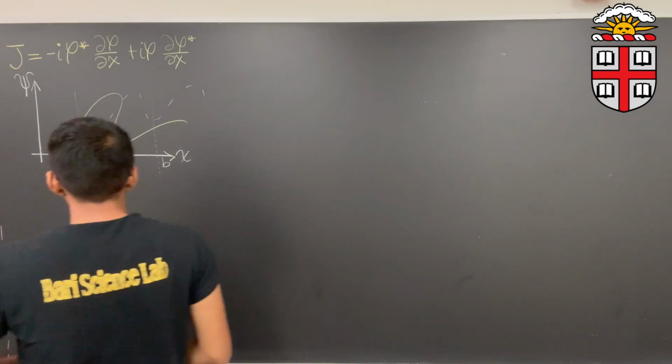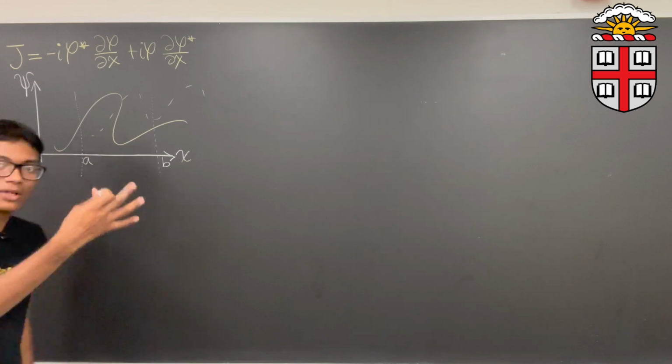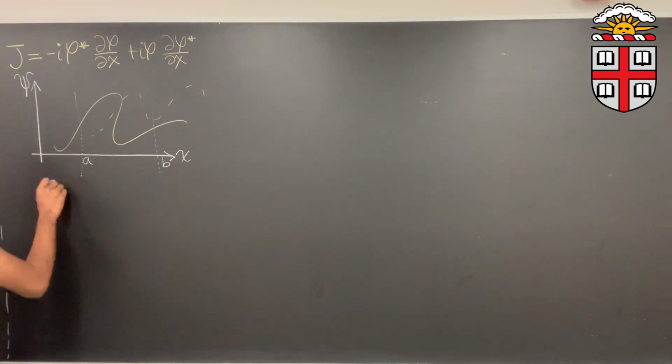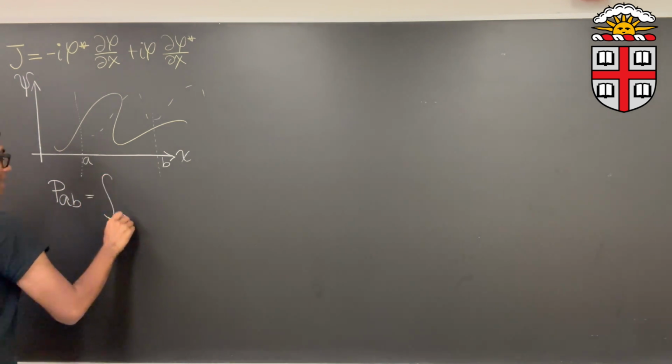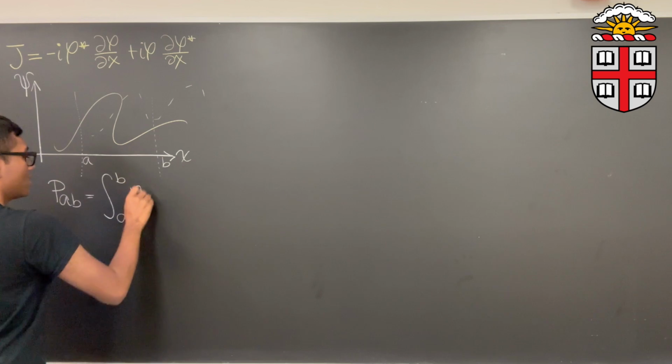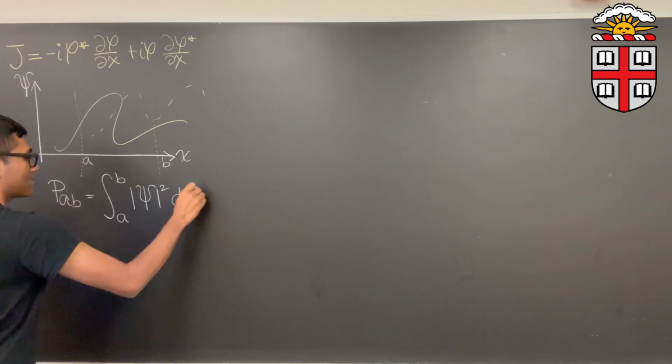Well, this is an elementary question for any quantum 1 physics student, right? All we have to do is write the probability that the electron is between a and b is the integral from a to b of psi squared dx.